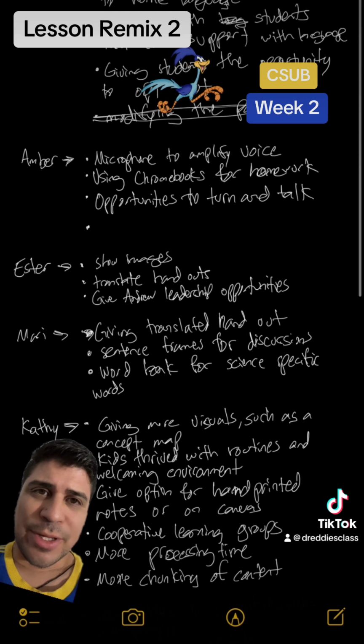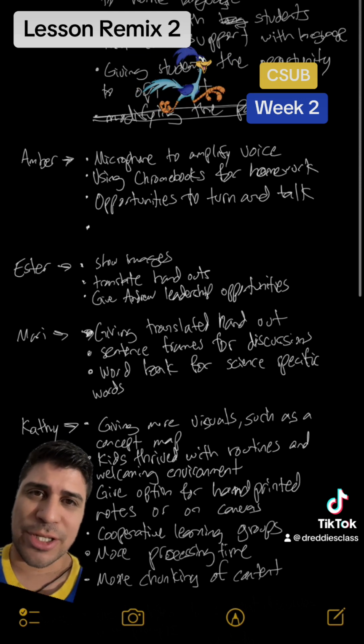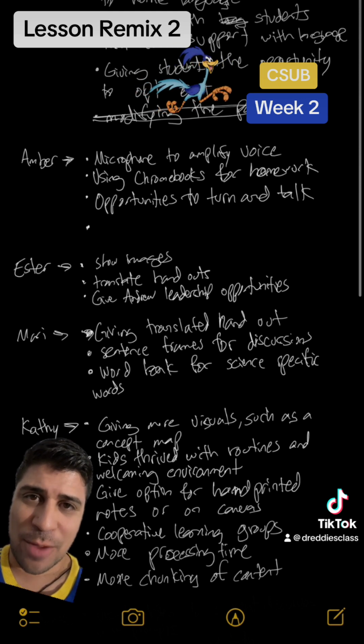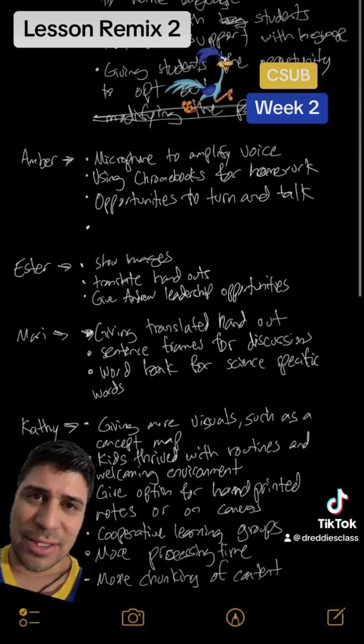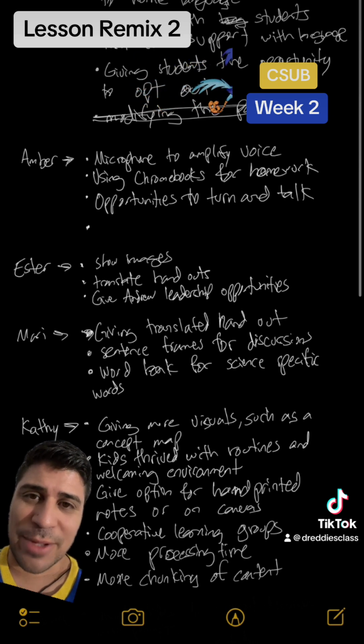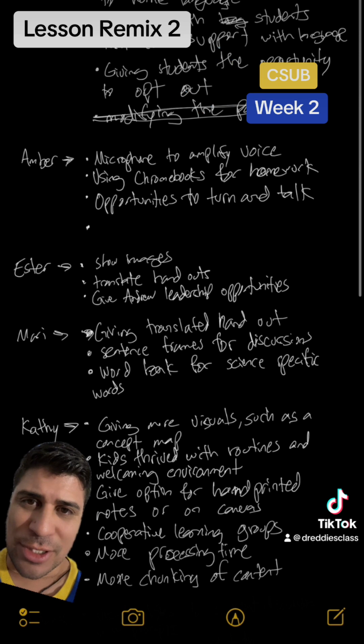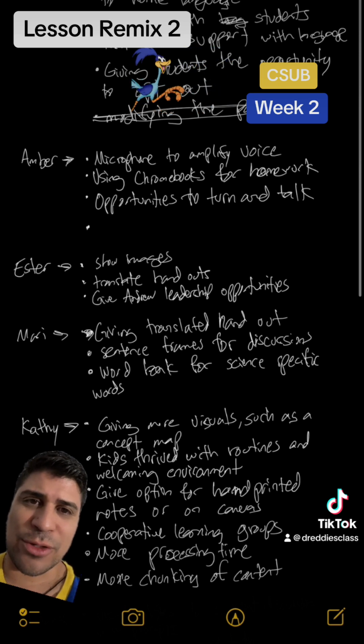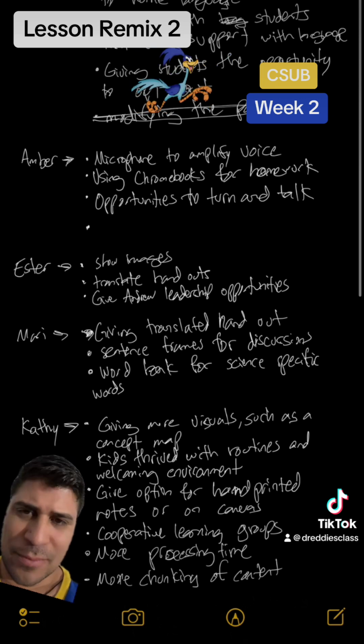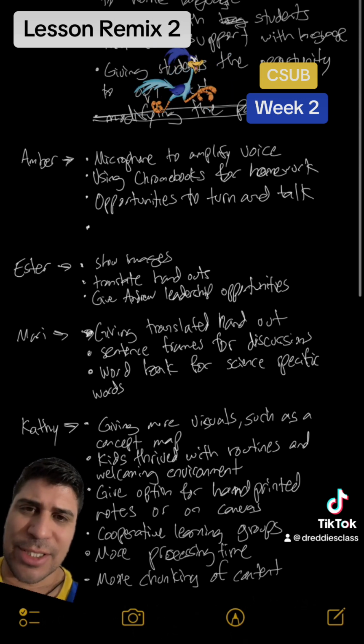Rocio talked about grouping, where students can support each other with language, with common languages, giving handouts, or giving students the opportunity to opt out of specific activities. Amber talked about using the microphone to amplify student voice, using Chromebooks for homework, opportunities to turn in. Esther talked about showing images, translating handouts, giving leadership opportunities. Madi talked about translating handouts. Kathy talked about using visuals such as concept map.